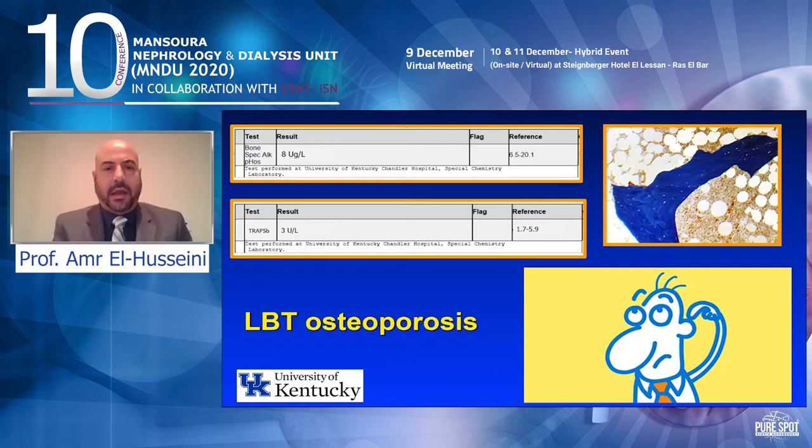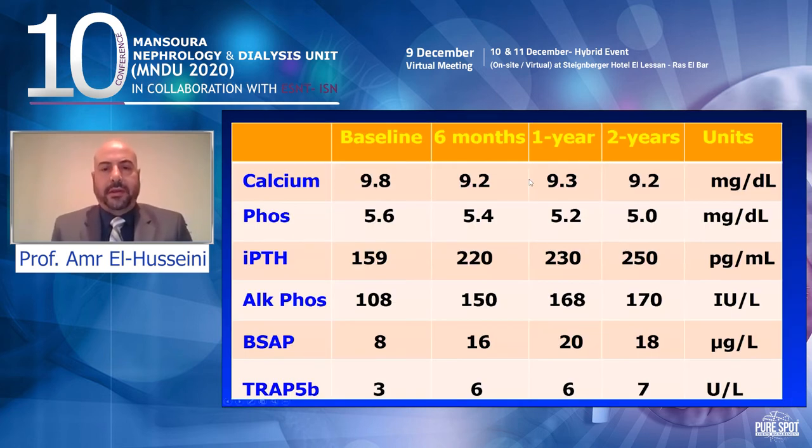So first of all, traditionally, low turnover bone disease is associated with increased calcium intake, calcium-containing phosphate binders, and use of calcimimetics like cinacalcet and vitamin D analogs as well. So in this patient, we decreased the dialysate calcium. We stopped the calcium-containing phosphate binders, and we also stopped the vitamin D analogs.